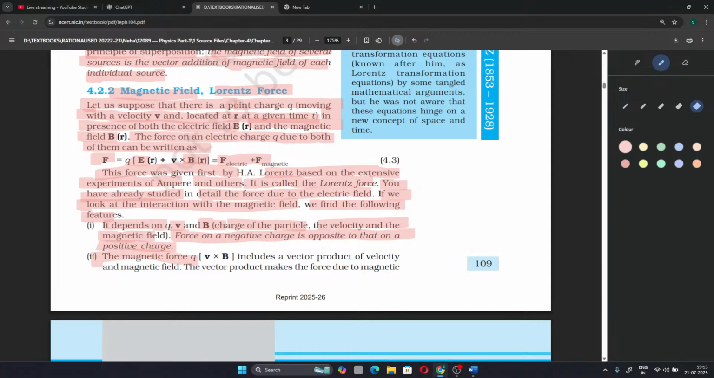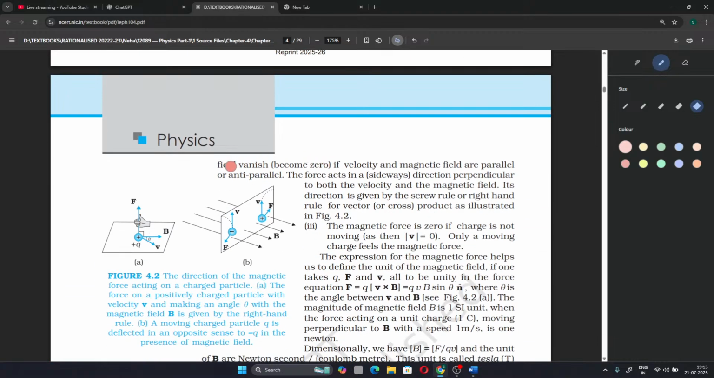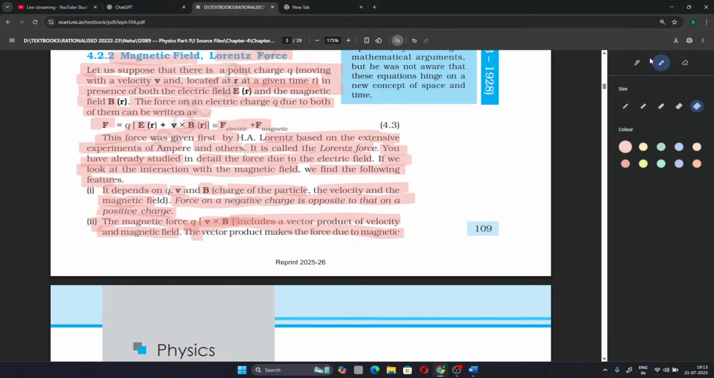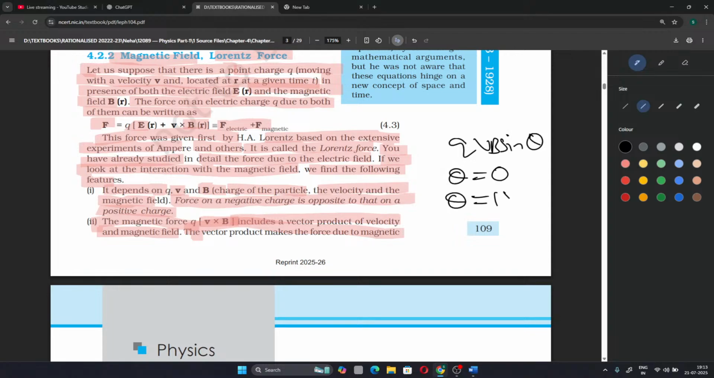The magnetic force Q times V cross B includes a vector product of velocity and magnetic field, or we can say it as QVB sine theta. The vector product makes the force due to the magnetic field vanish, become zero, if the velocity and magnetic field are parallel or anti-parallel. Basically, the vector product is QVB sine theta, and it is zero when sine theta equals 0, that is theta equals 0 or theta equals 180 degrees.